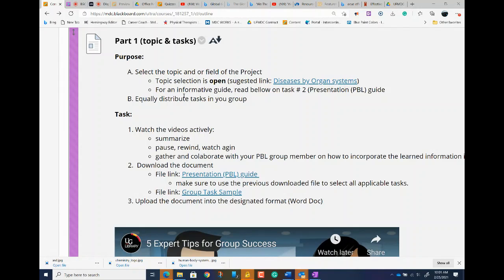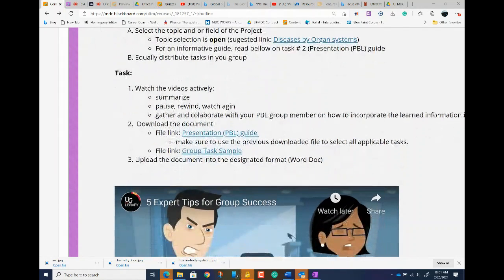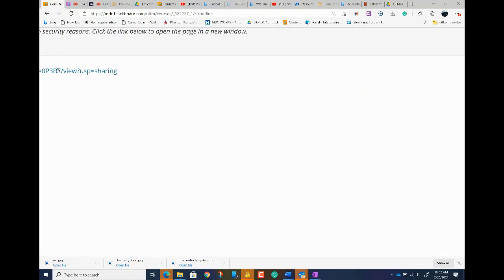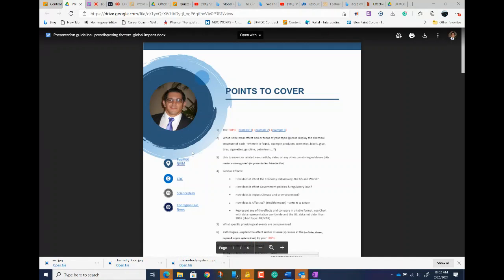Okay, for an informative guide, right? Read below on task number 2, task 1, task 2, presentation PBL guide, and equally distribute tasks in your groups. So you're doing this in a group. So task 2 says download the document, presentation PBL guide. So this is your guide. Okay, if you click in there, it's going to give you a link to an outside document, and that is the guide.